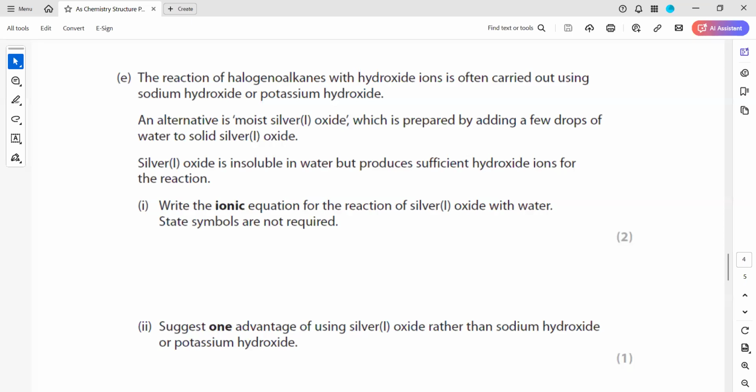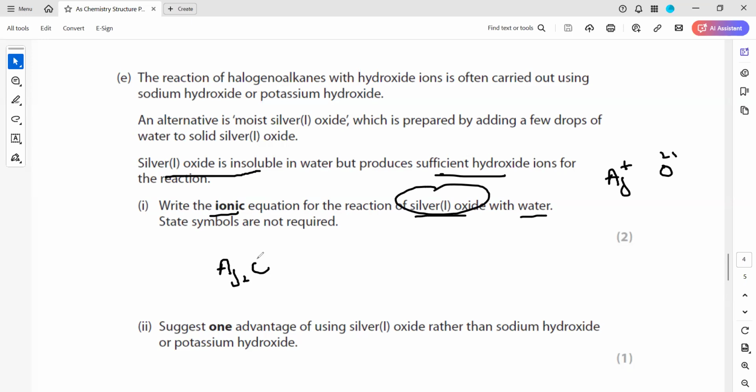When silver(I) oxide is mixed in water, it is insoluble but produces sufficient hydroxide ions. Write an ionic equation for the reaction of silver(I) oxide with water. State symbols are not required. So what will be the formula for silver(I) oxide? Silver's valency is given as plus and oxygen is 2 minus. So silver(I) oxide will be Ag2O, reacted with water, H2O.